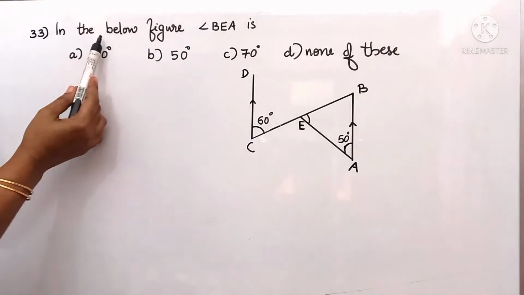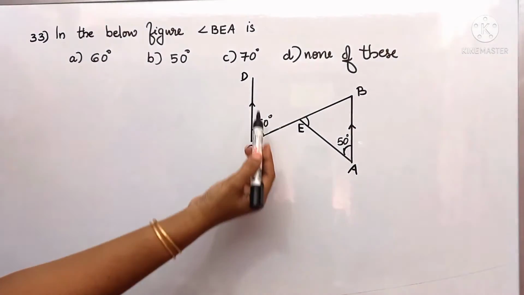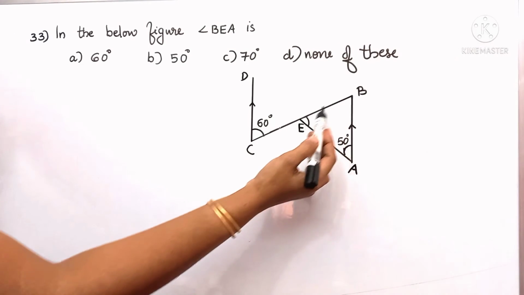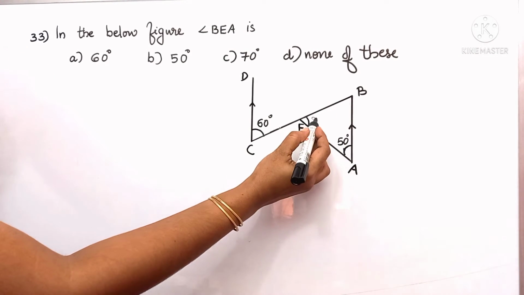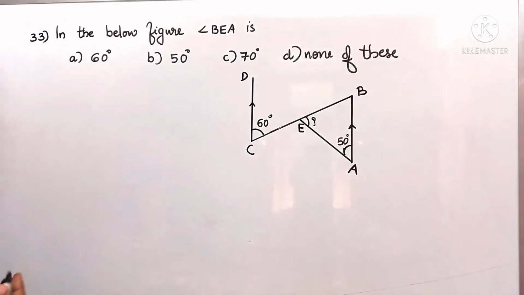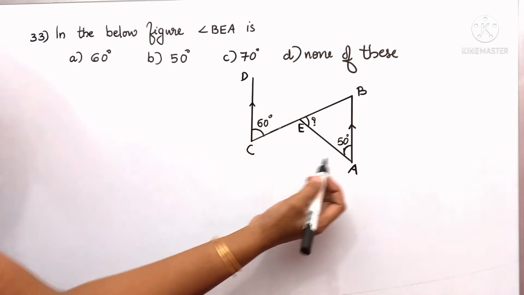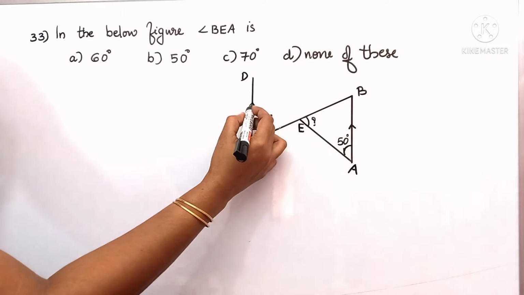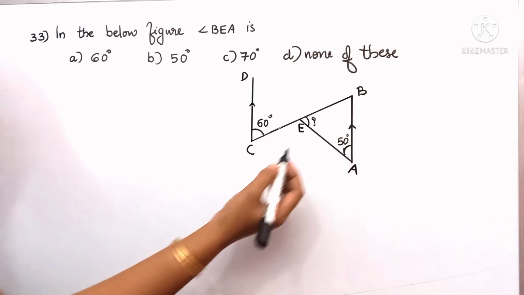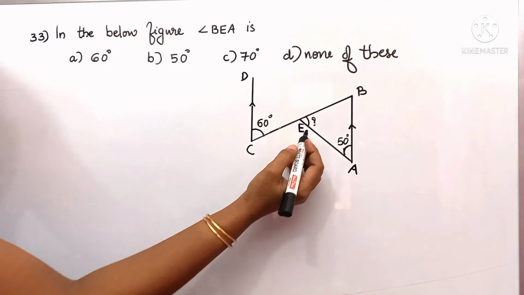Question number 33. In the below figure, angle BEA is... Look at that figure. Here is BEA. This is the required angle. We have to find this angle BEA. And here the other angle C is given, angle A is also given. And we know these lines are parallel also. It is given like that, so we can find this.